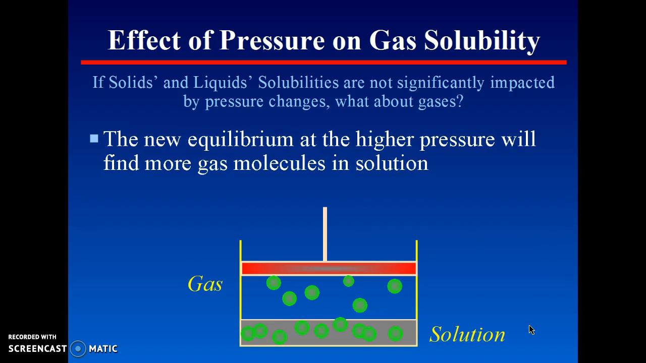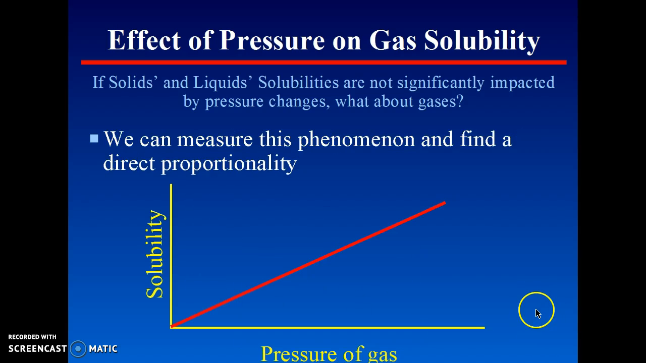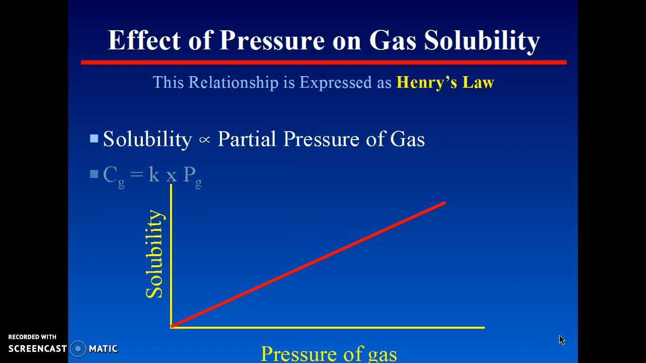The new equilibrium at higher pressure will find more gas molecules in the solution, and that means it doesn't depend on the gas, it doesn't depend on the solvent. We can measure this phenomenon and we find that there is a direct proportionality between the gas pressure and the solubility of the gas in the solvent. The solubility is directly proportional to the partial pressure of the gas above it.